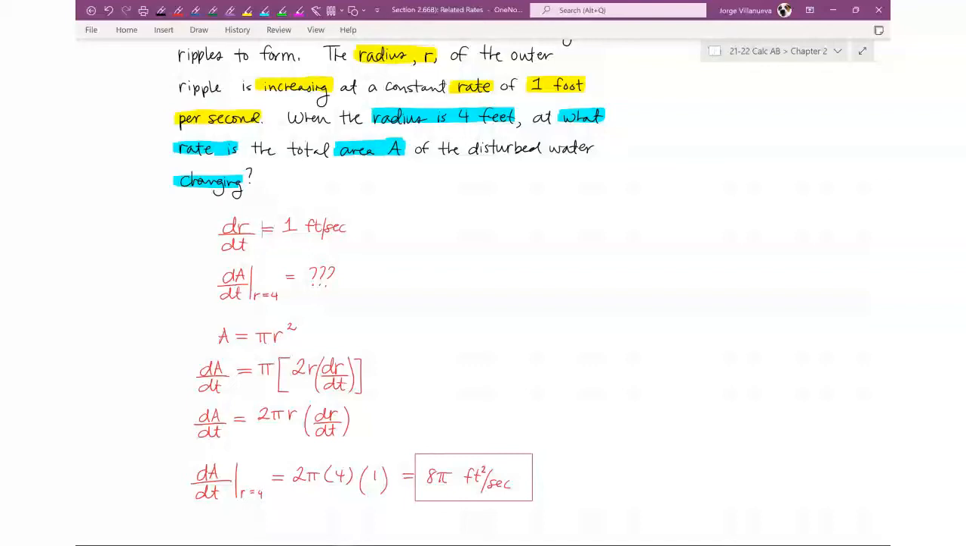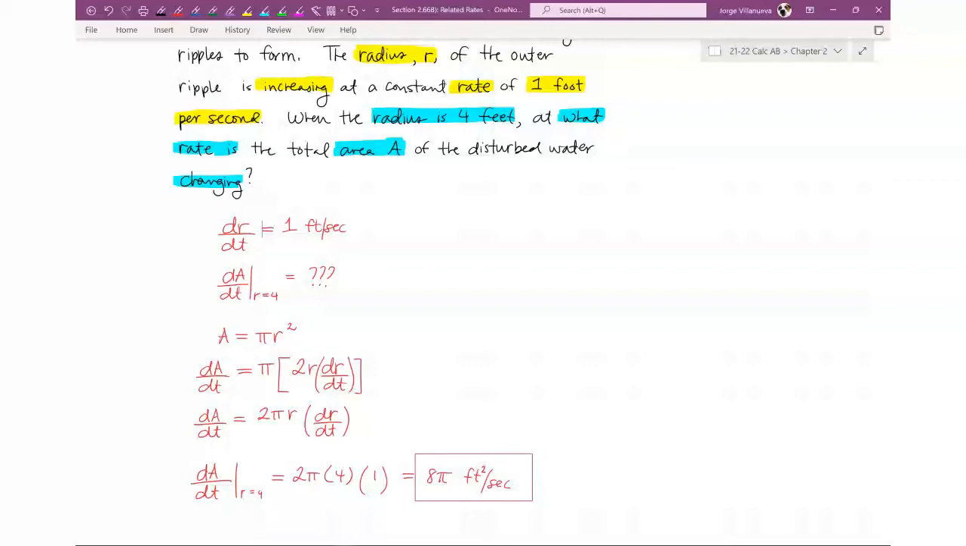When I read the second or the third sentence there, it says when the radius is 4, okay, so when r equals 4, at what rate is the total area A changing? So the rate of change, right? They're not specifically saying it, but rate of change means derivative. So I have to take the derivative of the area with respect to time and solve for it when r equals 4.